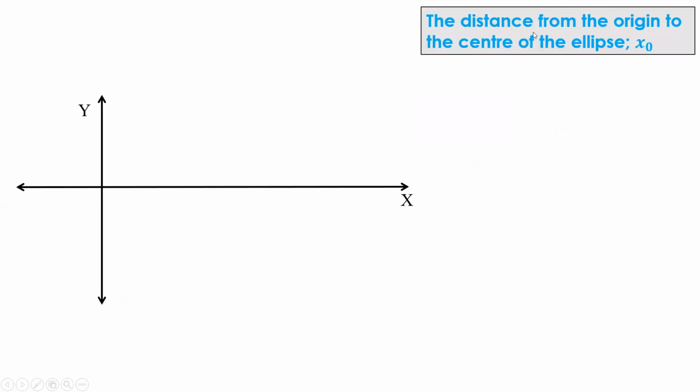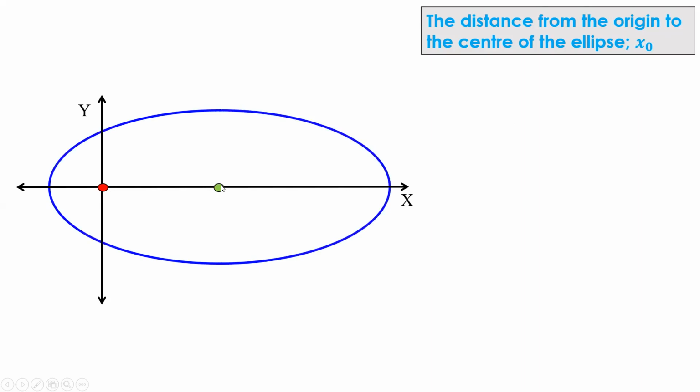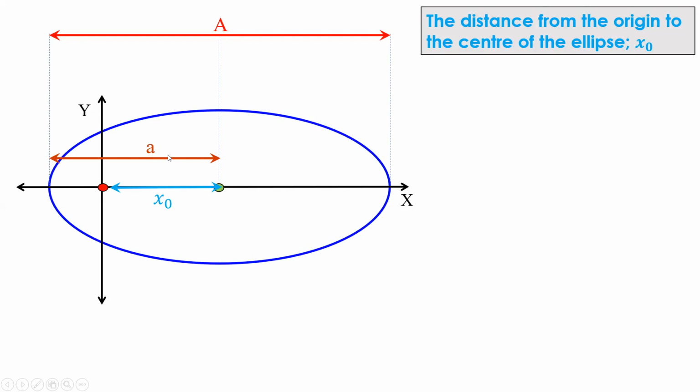Now we want to calculate the distance from the origin to the center of the ellipse. Let this be the center of the ellipse. This distance is what we need to calculate now. Already we know the major axis and thereby the semi-major axis. We know the value of r minimum. So x naught will be a minus r minimum. We know a and we know r minimum.